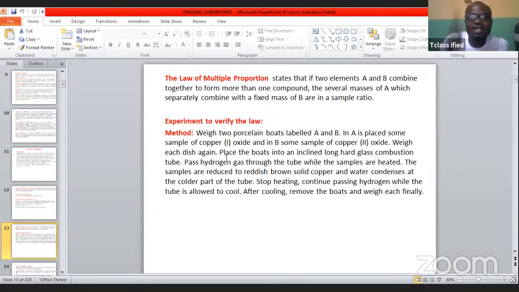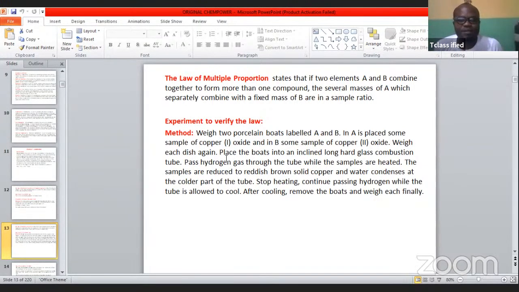So the law states that if two elements A and B combine together to form more than one compound, the several masses of A, which separately combine with a fixed mass of B, are in simple ratio. So if it is AB in one, it might be A2B in the other one, and it might be A3B. So the ratios are always in simple ratio.